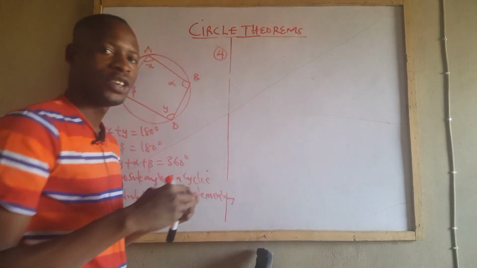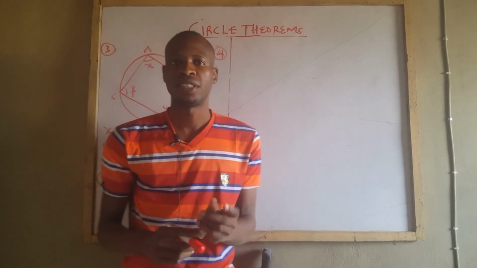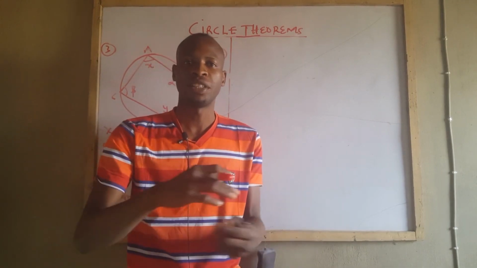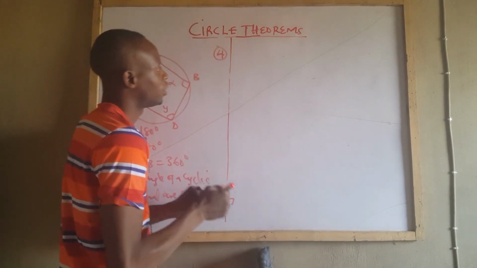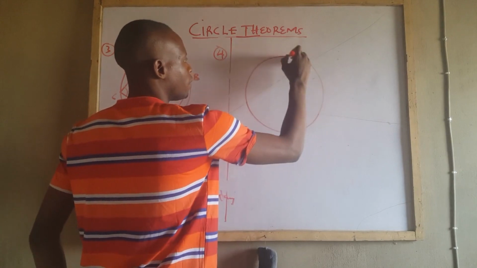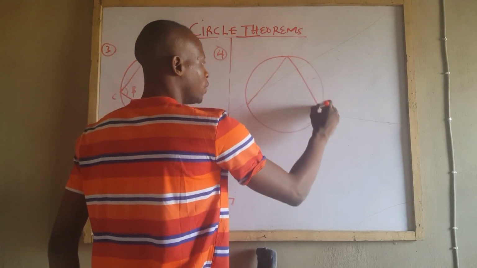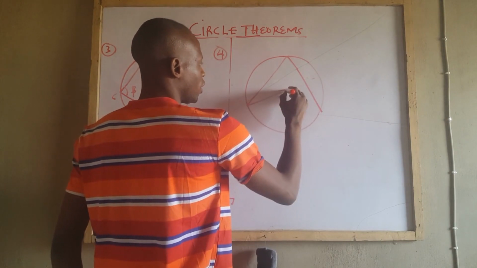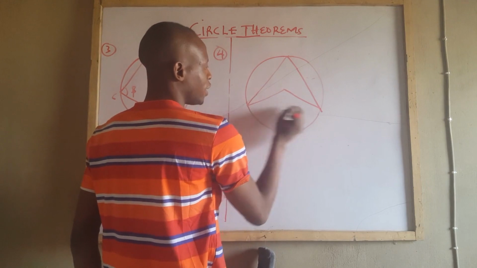Now, the fourth theorem is more or less like the first theorem I stated. This theorem simply states that the angles in the same segment are equal. The angles in the same segment are equal. Now, let's do that diagrammatically as well. If you consider a circle here, are we together? Just like the first diagram I drew, it looks something like this. Okay, so these are segments.